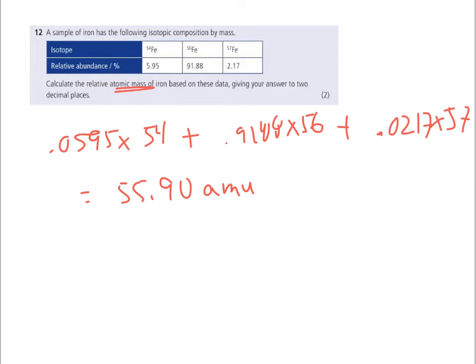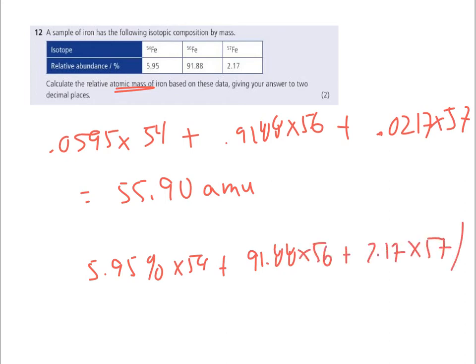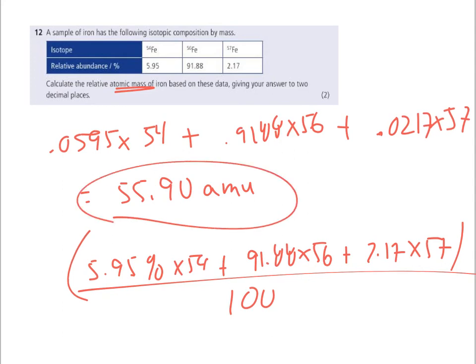And then the other way you could do it is if you don't like changing the percentages, you could take 5.95% times 54 plus the 91.88 times 56, plus the 2.17 times 57, and then divide the whole thing by 100 because that's really what your sample size is out of. Either way, you should come up with the 55.90 AMU.